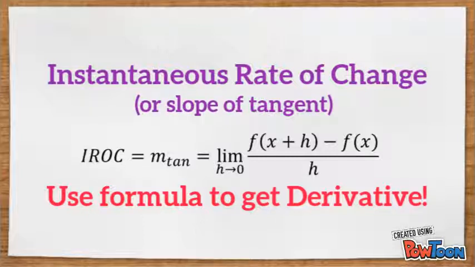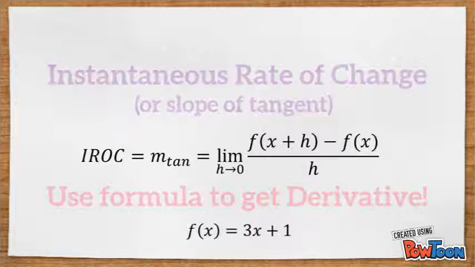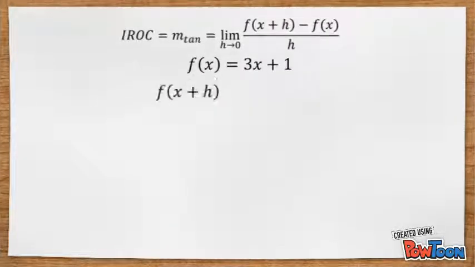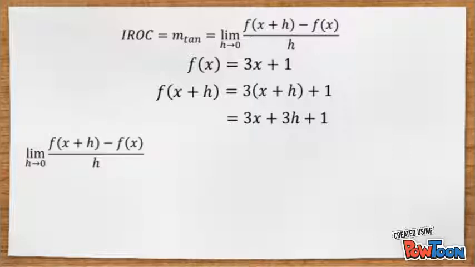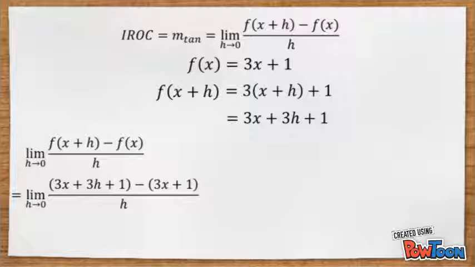f of x equals 3x plus 1. First, let's work out what f of x plus h is. We substitute x plus h into the function and we will get 3 times x plus h plus 1. This is just equal to 3x plus 3h plus 1. Now let's find the derivative of the function f of x. Substituting what we just found into the formula, we will get the limit of 3x plus 3h plus 1 minus 3x plus 1 over h as h approaches 0.